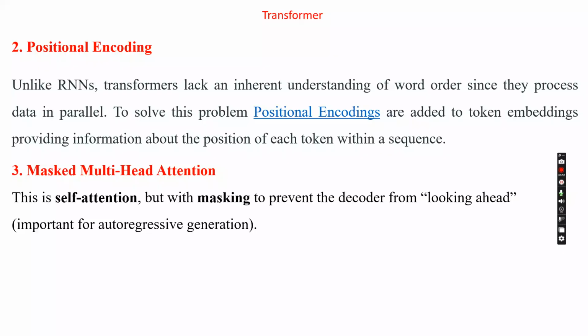The decoder also uses masked multi-head attention. Masking prevents the decoder from seeing future words while generating text. This ensures the text is generated one word at a time without cheating. This mechanism is essential for applications such as GPT and language generation.